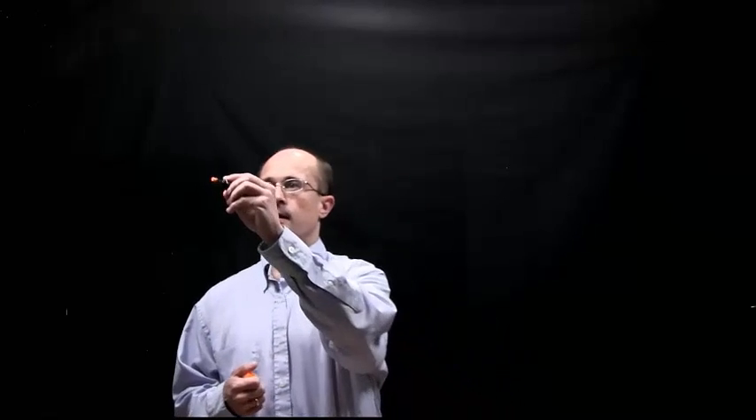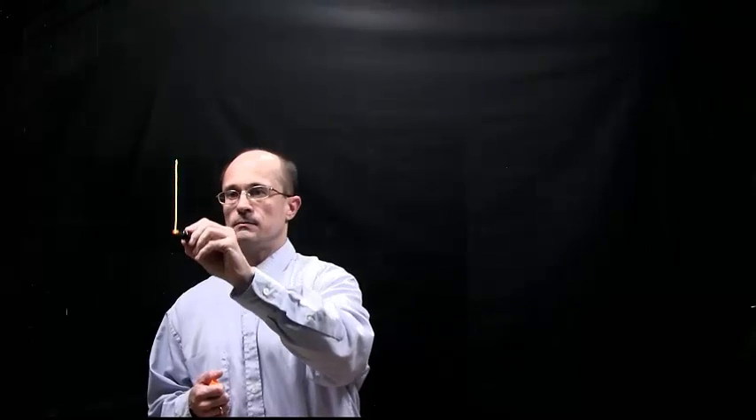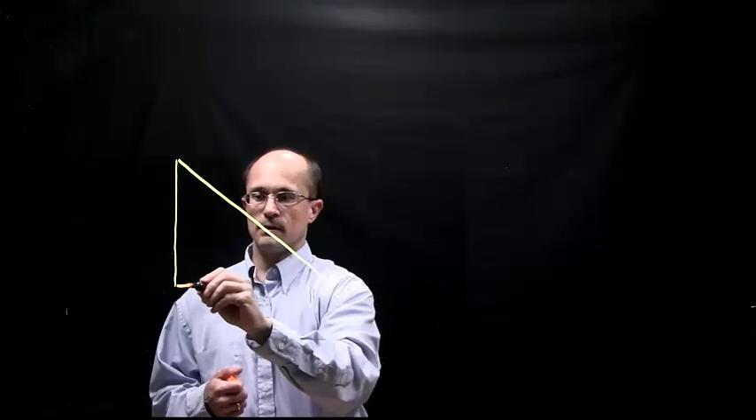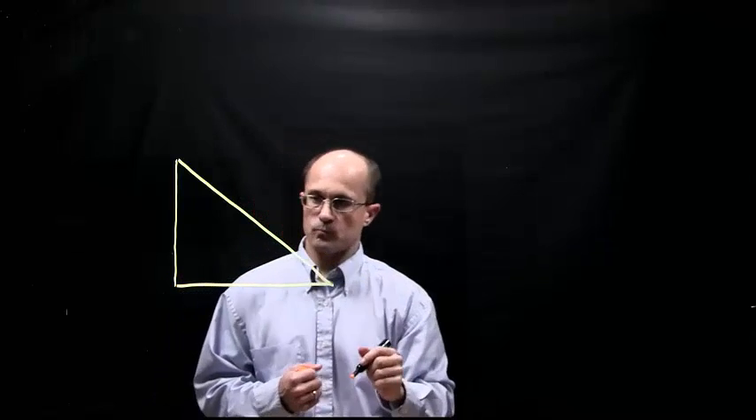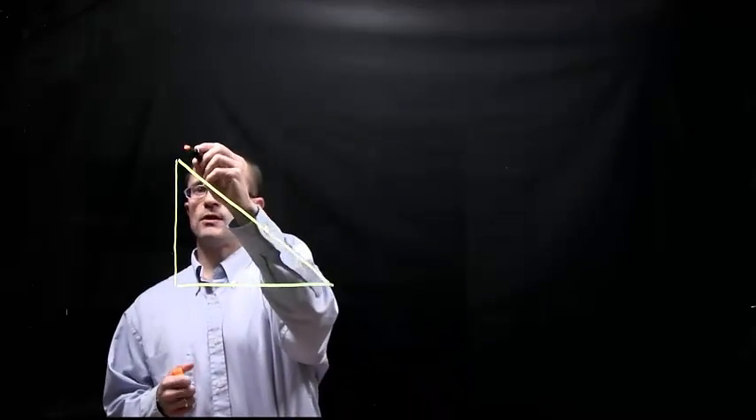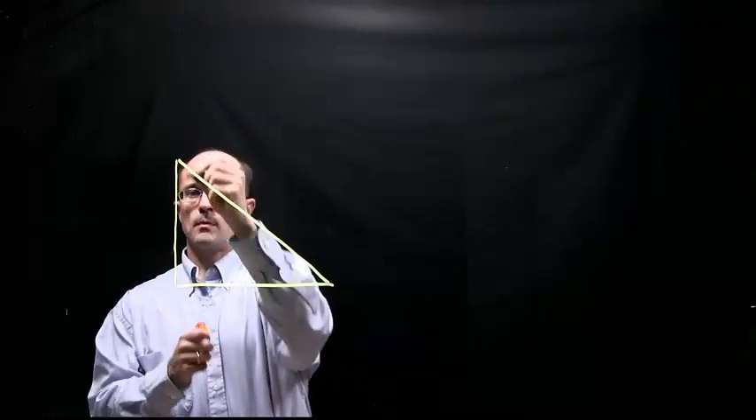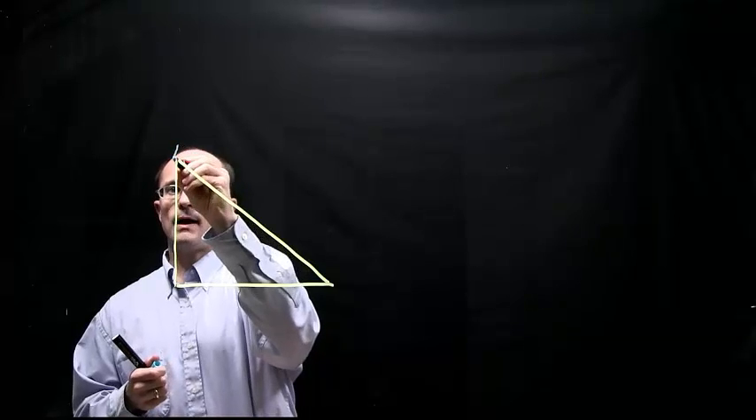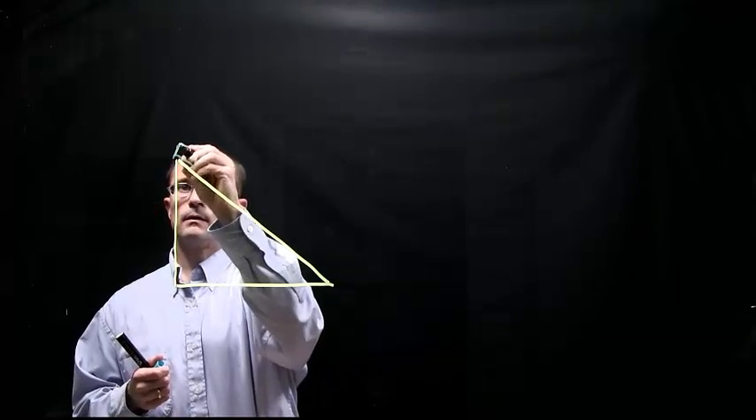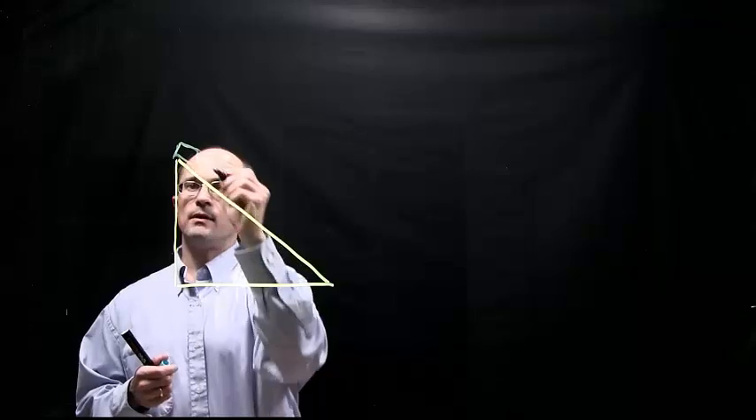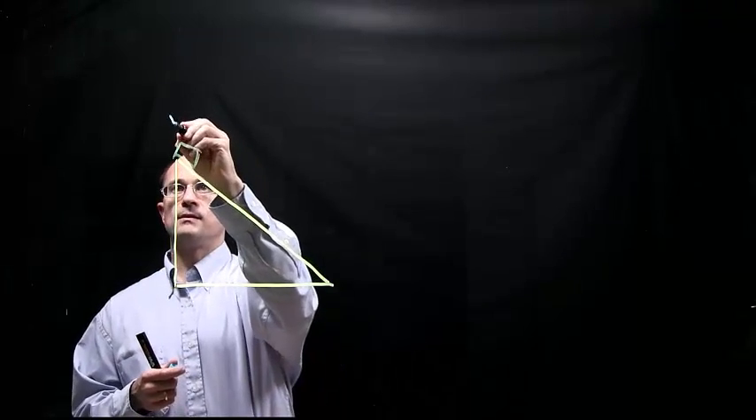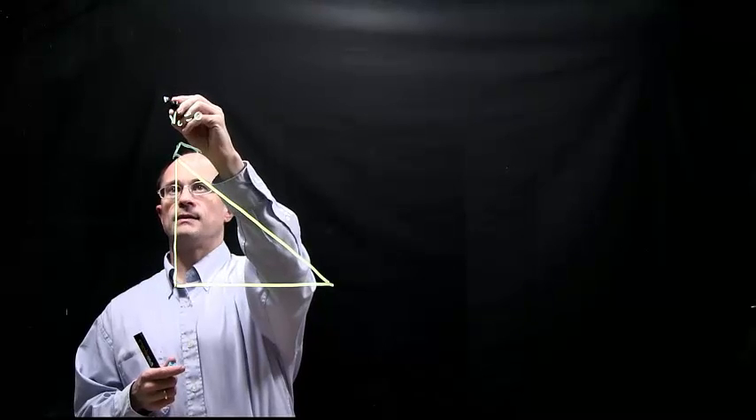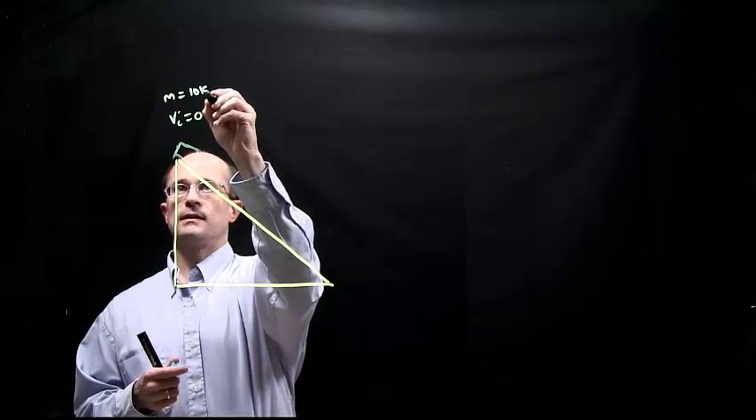Alright, we want to look at a problem using energy conservation, and in this problem we want to send something down a hill. We'll start with a box sitting up on top of a hill, and our box is initially at rest at the top of the hill. So our box has an initial velocity equal to 0, and let's just say our box has a mass of 10 kilograms.